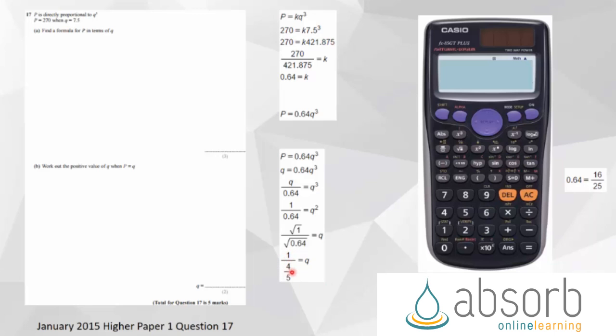And of course 1 over 4 over 5 is what we know as a reciprocal. If we take a fraction as a denominator and we've got 1 on the top, then we just invert the denominator and that gives us our final answer, which is 5 over 4. So the value of Q that satisfies this problem is 5 over 4.